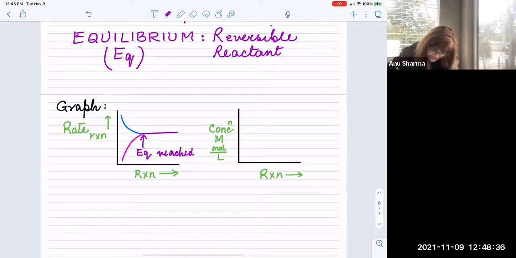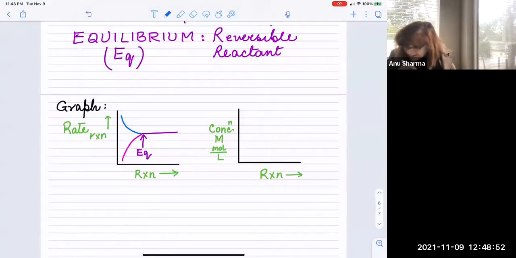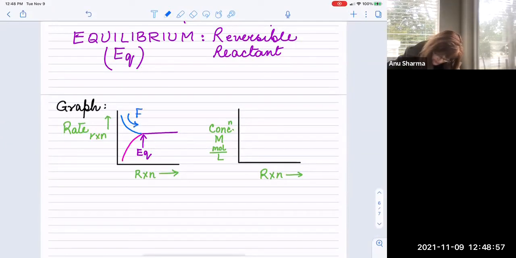If we can quantify where that equilibrium is, we can do something about these reactions. We can figure out what to do, whether we should change the concentration, the temperature, or the amount. So let's put this here. This is the forward reaction, moving forward.